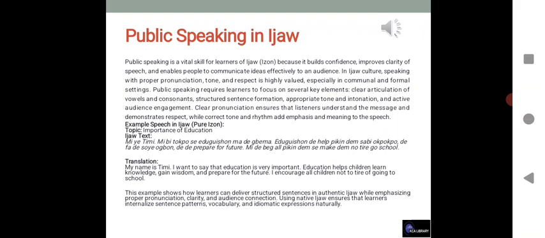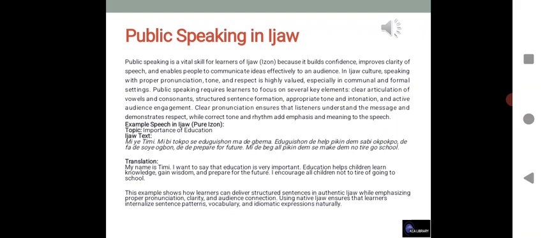Clear pronunciation ensures that listeners understand the message and demonstrates respect, while correct tone and rhythm add emphasis and meaning to the speech. Example speech in Ijaw, pure Ijaw. Topic: importance of education. Ijaw text: mi yitimi. Mi by tokpo esi education mo de bima. Education de help pikin dem sabi okpokpo, de efe de soy okbon, de prepare for future. Mi de beg all pikin dem esi make dem no tire go school.